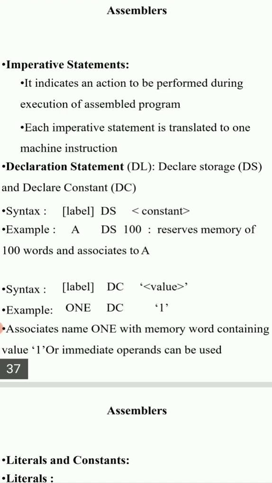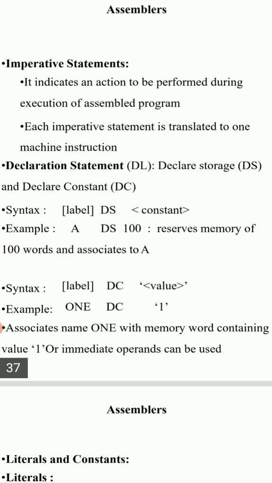This is its syntax, or we can write another way. You can see in the next syntax: label, DC, single quote, less than, value, greater than. In between that you can write the value. So we can say here DC means declare constant, and DS means declare storage.